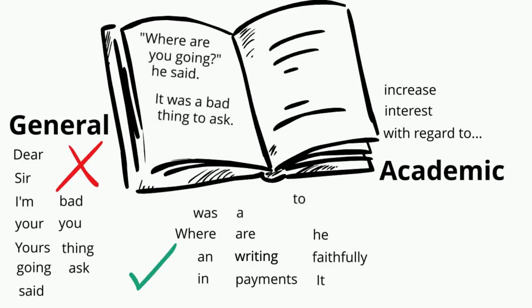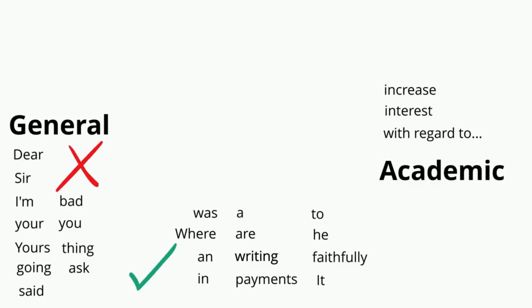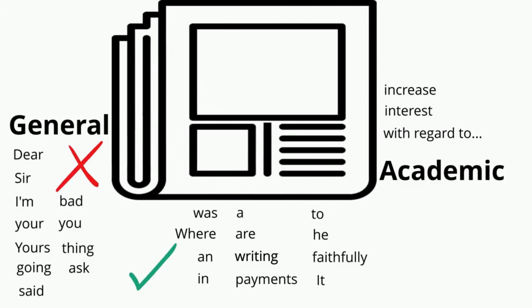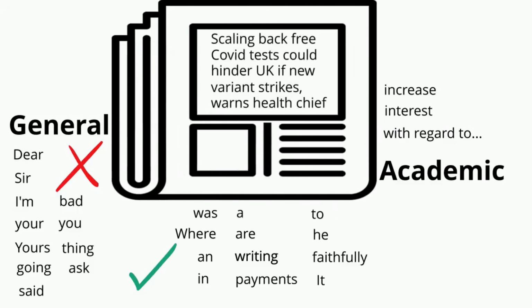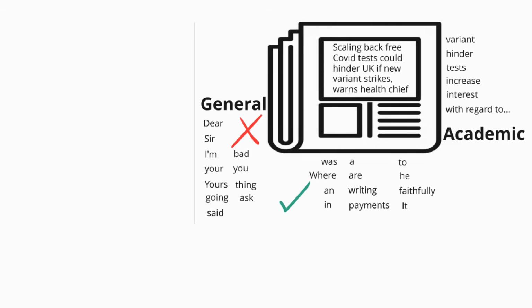And finally, a newspaper article. This is actually a real headline from a real newspaper. "Scaling back free COVID tests could hinder UK if new variant strikes, warns health chief." So there are no words there which are not suitable for academic English, and actually some which are more common in academic English than general English, namely tests, hinder, and variant. So the point of those example texts is to show that not all general vocabulary is suitable for academic writing.